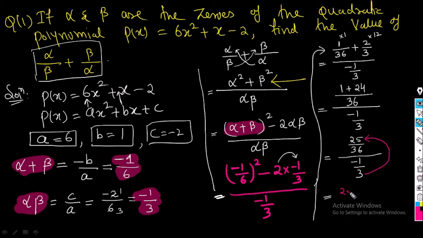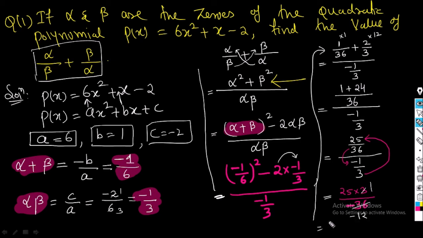So 25 into 3 you have to multiply, divided by this 36 into minus 1 you have to multiply, so that you will get minus 36. Minus 36 you will get. Okay, so now you cancel. 3 1 ja 3, 3 12 ja, so that is a minus 12.